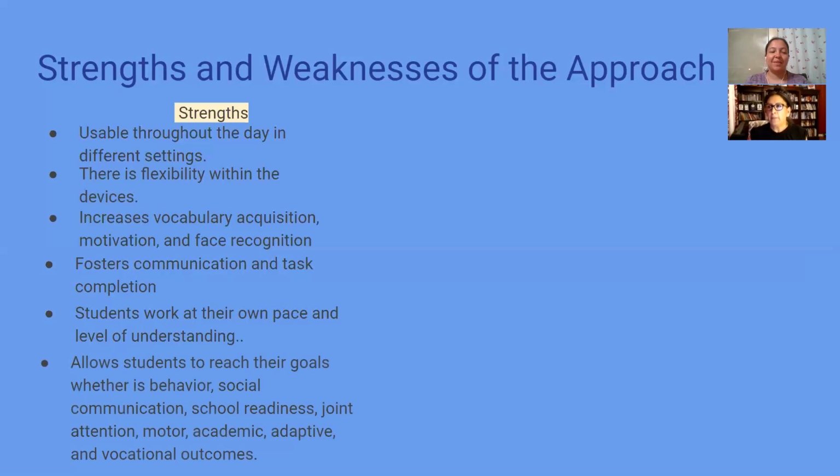Pace. Okay. It allows the student to reach their goals, whether in behavior, social skills, communication, school readiness, joint attention, motor skills, academic, adaptive, and vocational outcomes. So it's a wide range of skills that we can implement. You just have to make sure that you know how you want to prioritize that according to their age level.